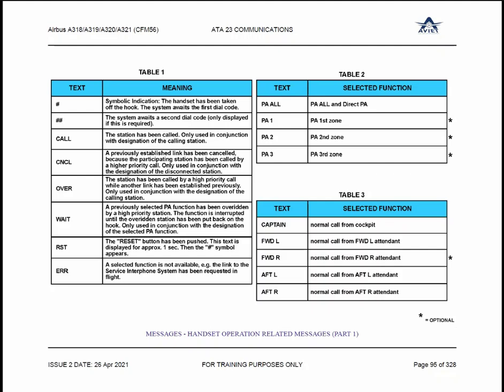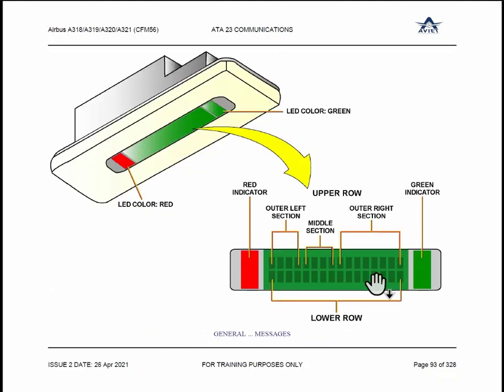But if some airline is using a cabin crew station at the forward right, or they put a handset on the forward right, you will find it. Otherwise, it is optional. That's why it's mentioned here, optional. Aft left, aft right: normal call from the aft left, normal call from the aft right. So similarly, appropriate text will be available here, captain, aft right, forward right, to indicate who is calling.